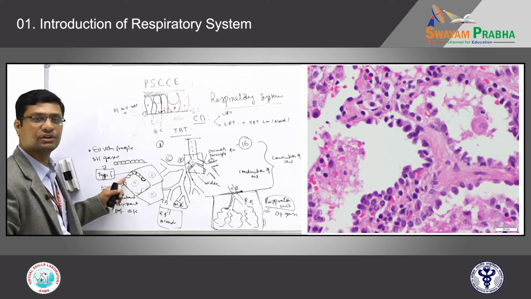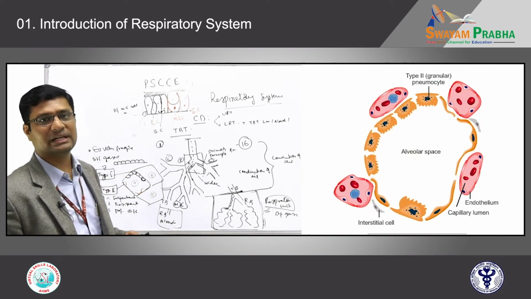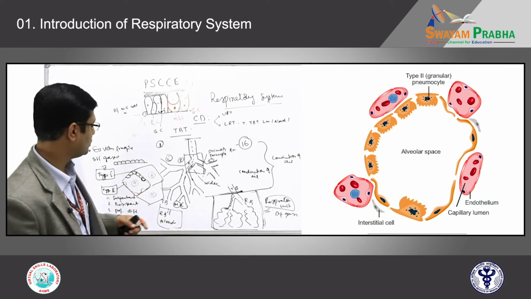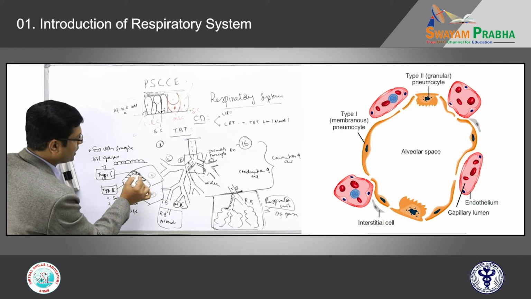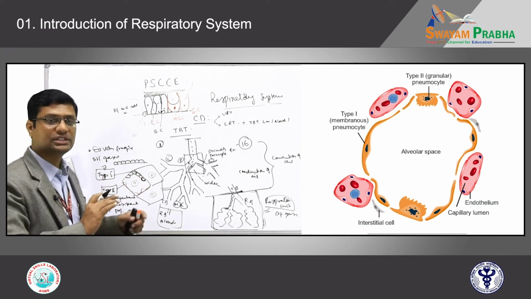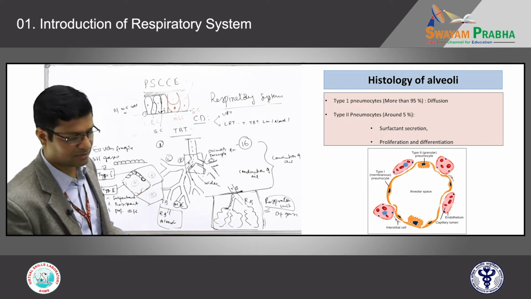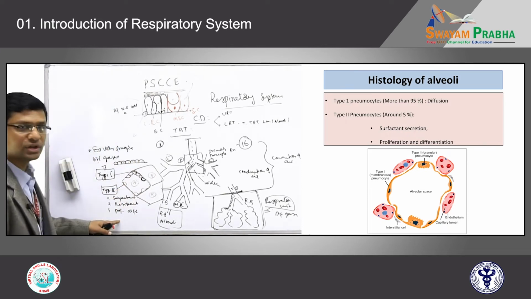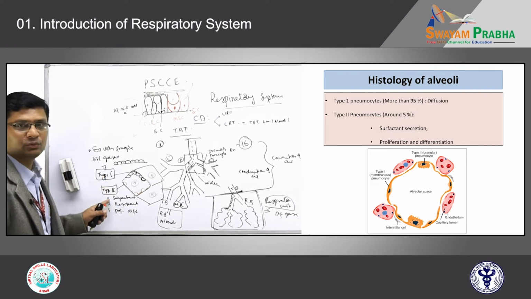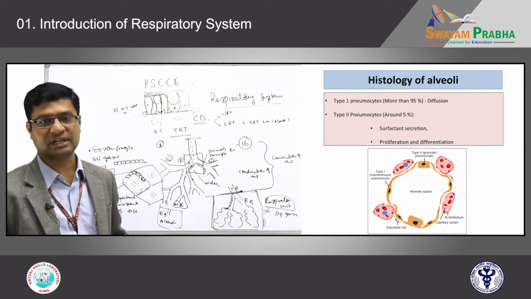This is called proliferation. After the inciting injury is taken away, during the healing process, these cells again differentiate to form type 1 cells. So, this is called differentiation. All of you should remember what is proliferation and what is differentiation. So, these are the important functions of type 1 and type 2 epithelial cells, the respiratory epithelial cells.